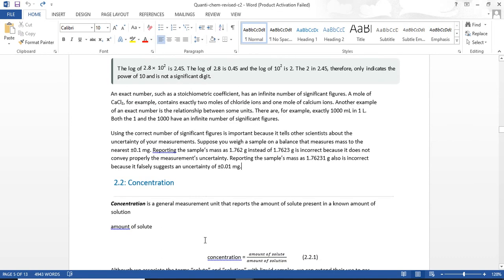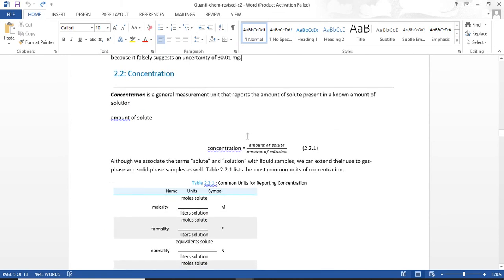Okay, concentration. Okay, concentration is the general measurement unit to report the amount of solute present in a known amount of your solution. Your concentration is equal to the amount of solute divided by amount of your solution. Although we associate the term solute and solution with liquid samples, we can extend the use to gas phase and also solid phase samples as well. Table 2.2.1 lists the most common units for reporting your concentration.